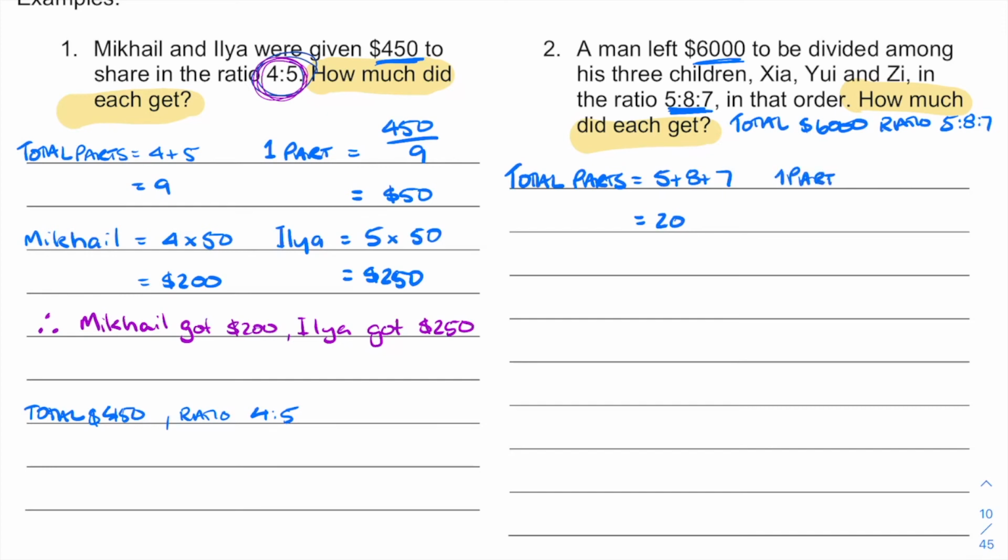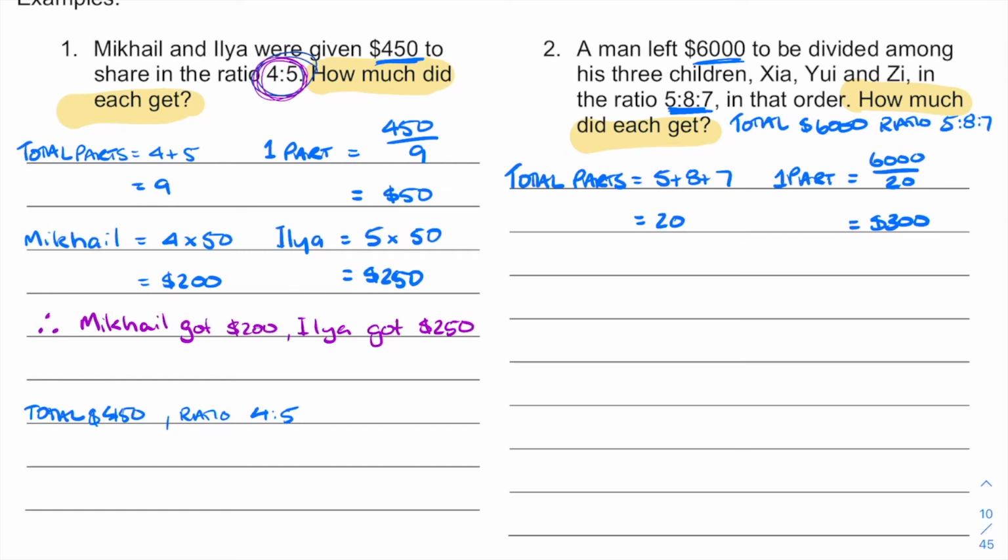One part is going to be our $6,000. So remembering that our $6,000 is our total. So 6,000 divided by 20. Okay, 6,000 divided by 20. Following along at home or wherever you may be, that's going to be $300. So one part is $300. All good. Okay. Now we've got to go through those kids and work out.